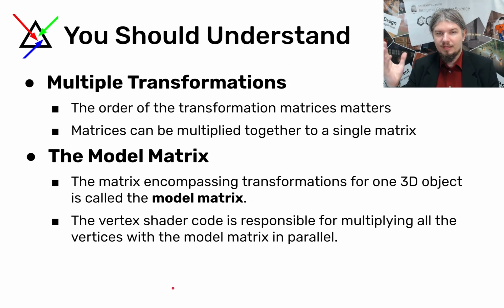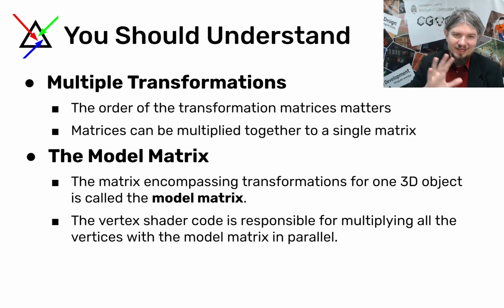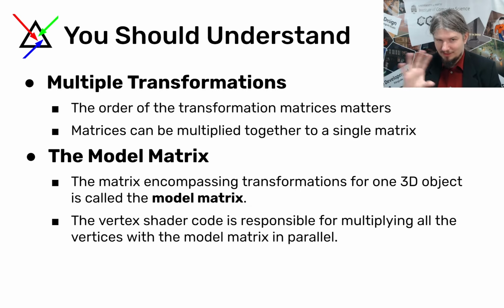Now from this video, you should understand multiple transformations. So the order of the transformation matrices matters. If you do rotation first, then translation, and then scaling, it will be different than if you would do it in another order. Then these transformation matrices, all the transformations we want to do with an object, are multiplied together into a single matrix. That matrix is called the model matrix, and it encompasses all the transformations for one 3D object. And then the vertex shader code is responsible for multiplying all the vertices of that model with the model matrix in parallel, transforming the entire model.